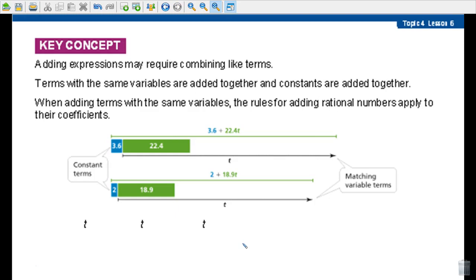And here's the key concept, showing you what happened in the lesson, okay?